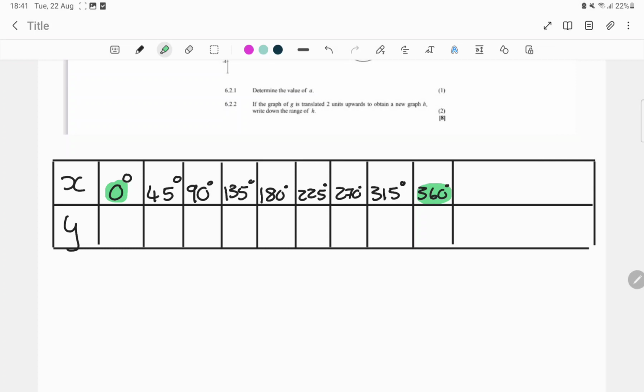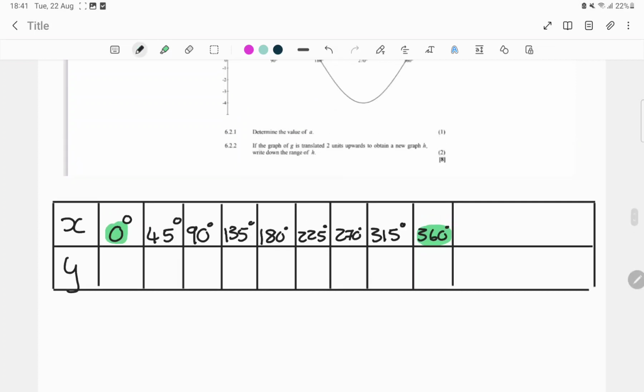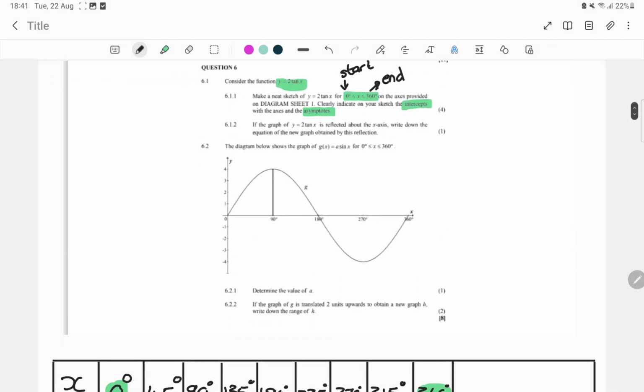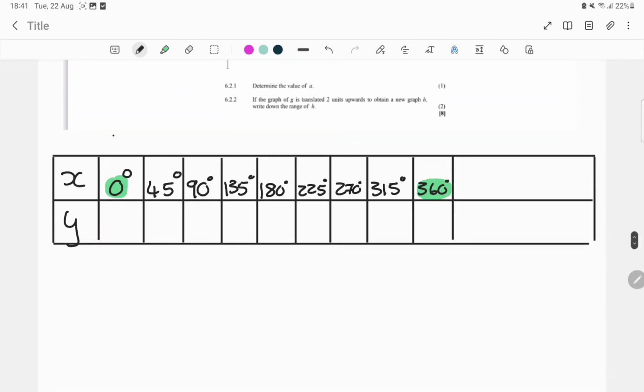However, when I'm working with tan, I prefer to work with 45 degrees, but you can work with 30 degrees or 90 degrees, it is your choice. Obviously, the smaller you make your step or your interval, and now I'm counting in 45s, the more accurate your sketch will be and the less chance you have of making a mistake.